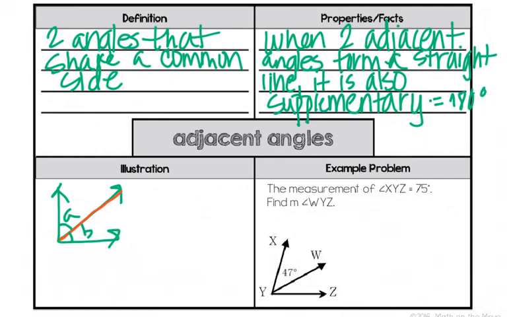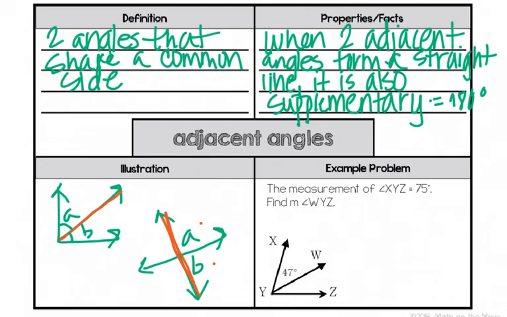So if we look over here, two adjacent angles that form a straight line, meaning A and B are your two angles. See how right here this forms a straight line? So these two angles together are what are making your straight line. That means that angle A and angle B together would equal 180 degrees.